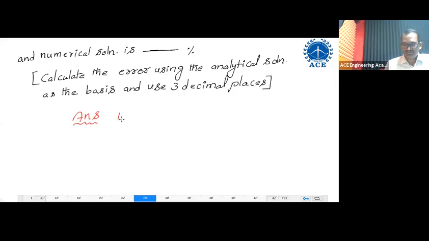Answer range 10.5 to 11.5. Any number between these two will be the right answer only. Next.